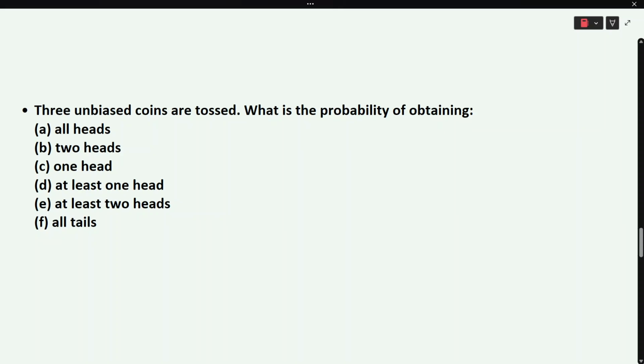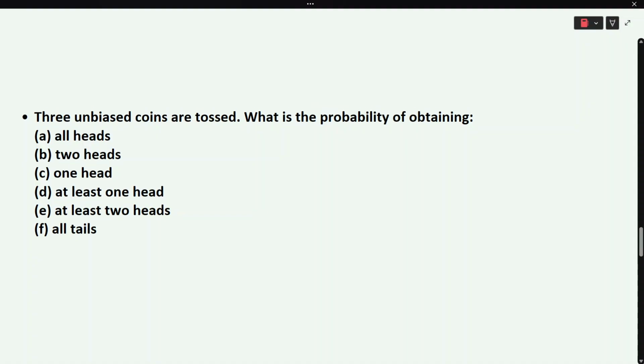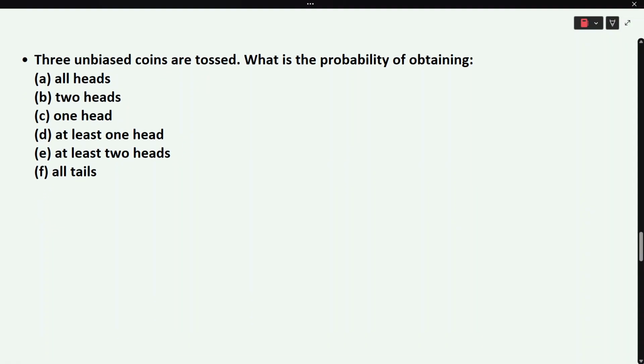Three unbiased coins are tossed. What is the probability of 3 heads, 2 heads, 1 head, at least 1 head, at least 2 heads, or all tails? So if you toss 3 coins, you would have to determine the number of outcomes. You can use the formula n raised to the power k to determine the number of outcomes you get, where n is the number of outcomes of a single toss.